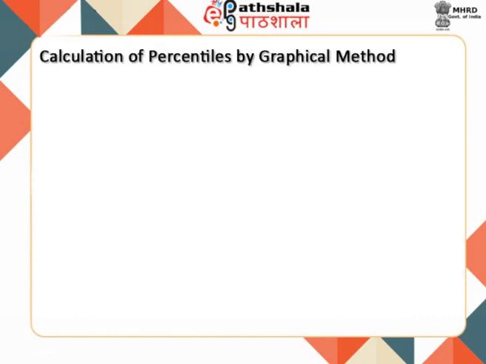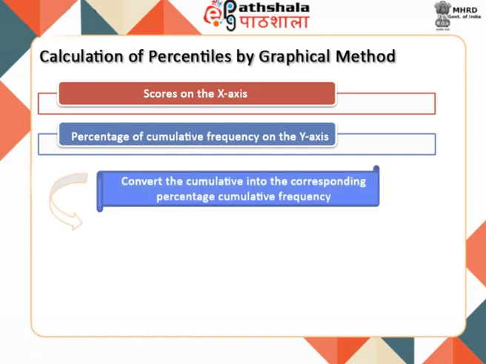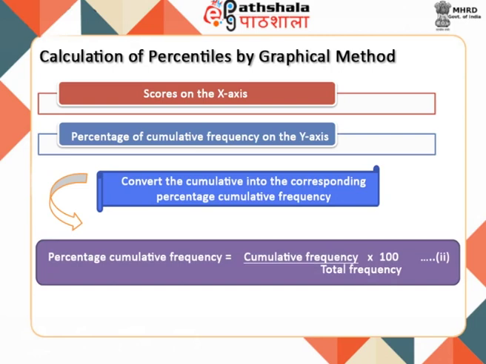Calculation of percentiles by graphical method. To calculate the percentiles or percentile points by the graphical method, the graph is to be drawn by taking the scores on the x-axis and percentage of cumulative frequency on the y-axis. This indicates that we need to convert the cumulative frequency into the corresponding percentage cumulative frequency. To calculate the percentage cumulative frequency, the following formula is used. Percentage cumulative frequency is equal to cumulative frequency divided by total frequency multiplied by 100.